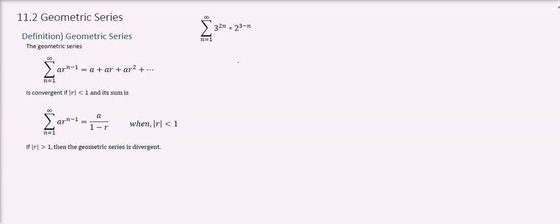Hello again. In this video we're going to be working once again with our geometric series. More specifically, we're going to be working through an example that's divergent. So let's review one more time our definition.